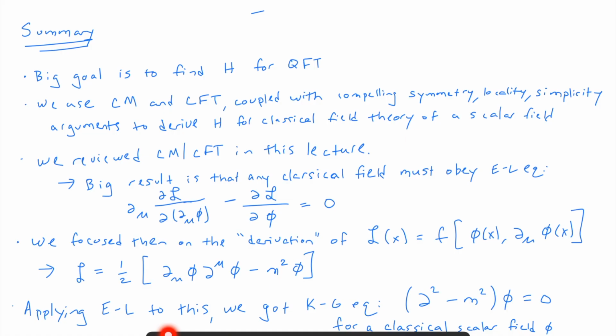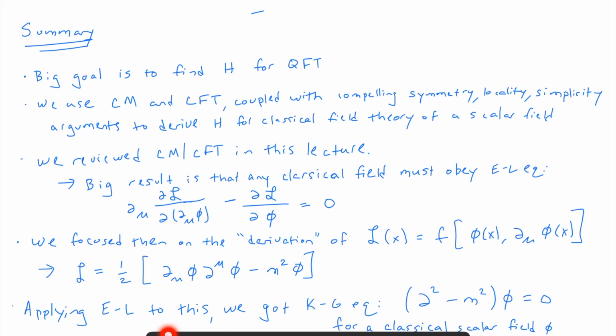So just to summarize, our big goal, remember, is to find the Hamiltonian for quantum field theory. We just took a big detour, and we're still going to continue the detour when we get to part 2 next. But in order to do this, we first needed to use classical mechanics and classical field theory, CFT, coupled with some compelling arguments of using symmetry, locality, and simplicity to derive H for a classical theory of a scalar field.